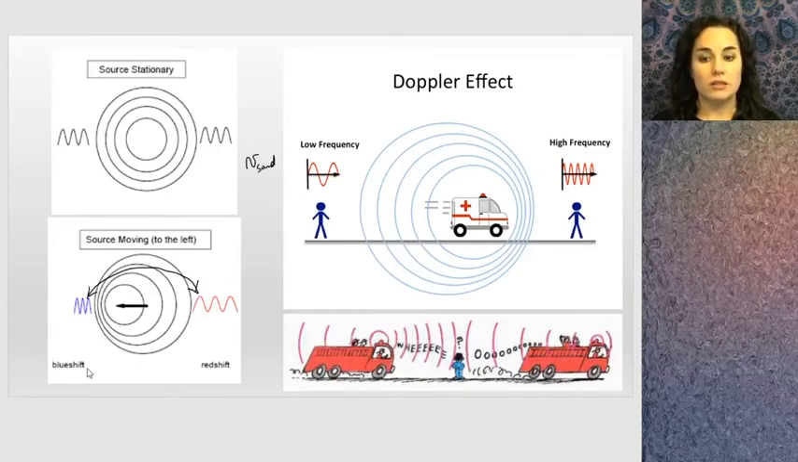And that's why we call this a blue shift and a red shift, because if the frequency changes, the wavelength of the light changes, and wavelength corresponds to colors for us. Again, here's the ambulance. We can see if the ambulance is moving towards the observer, we get a high frequency. If they're moving away from the observer, we get a low frequency.